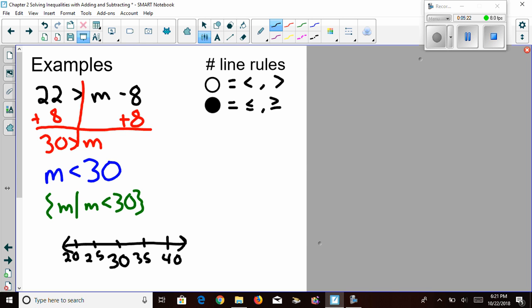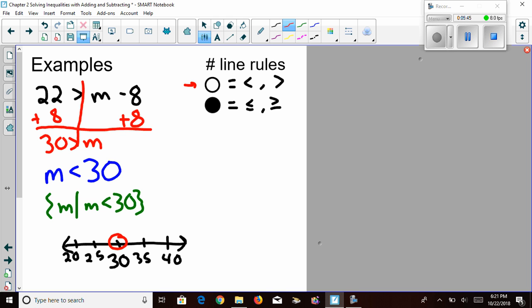And now I'm going to go ahead and graph my answer. Here's how it's going to go. My answer says less than. When we look at the number line rules, that means I'm going to start right here with an open circle on 30.